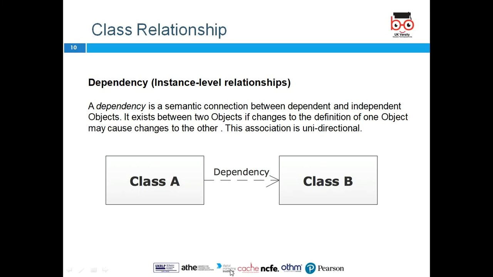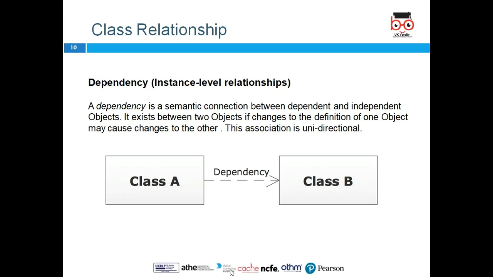A dependency is a semantic connection. A semantic is basically the contextual meaning behind that connection, which says dependent and independent object. If you say that A is dependent on B, it exists between two objects. If changes in the definition of one object may cause change to the other, that's called the dependency.